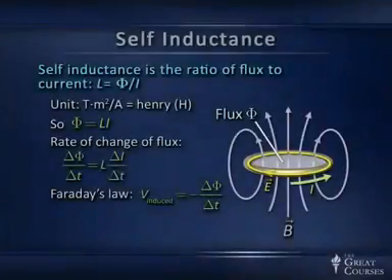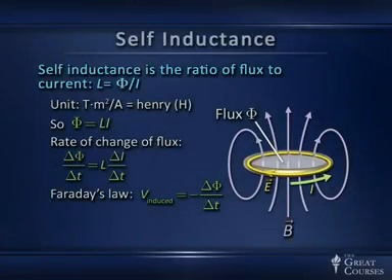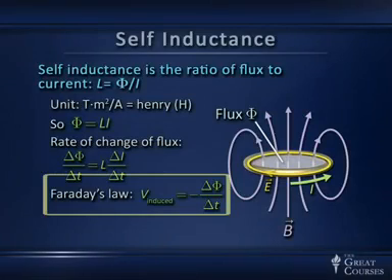And a device, by the way, that's specifically designed to have a lot of inductance, or a particular value of this inductance, typically a coil of wire, is called an inductor. But we understand from Faraday's law, from the principle of electromagnetic induction, that the induced voltage is minus the rate of change of the magnetic flux.